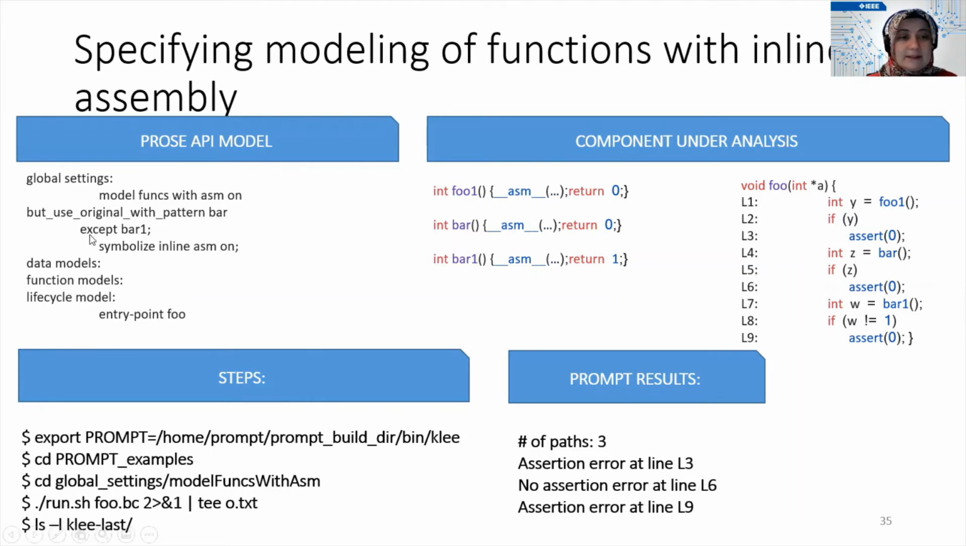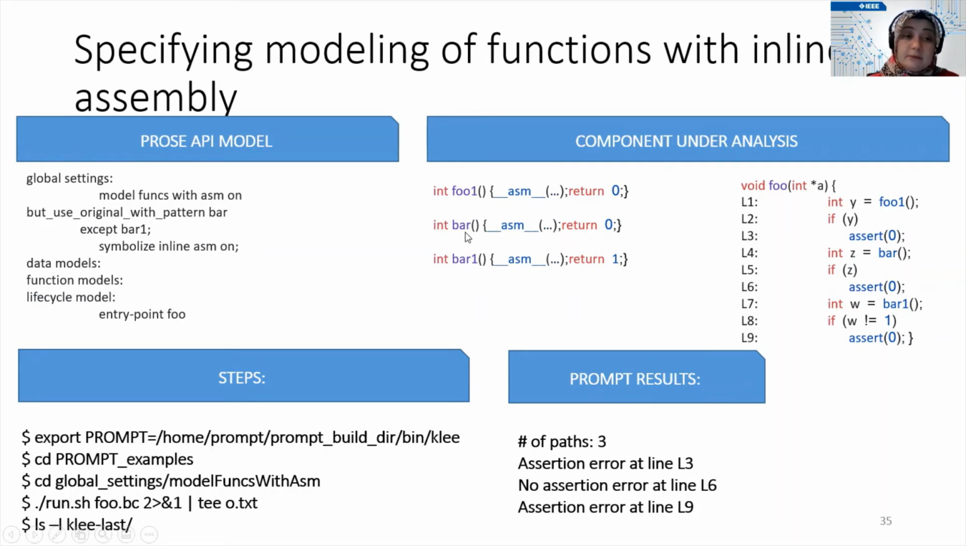And in that case, we can also use the except keyword and specify a comma-separated list of function names so that they would still be modeled. So if we apply this to our example, foo1 and bar1 would be modeled, meaning that their bodies will not be executed and their return value will be symbolized, whereas we will be using the original definition of bar.